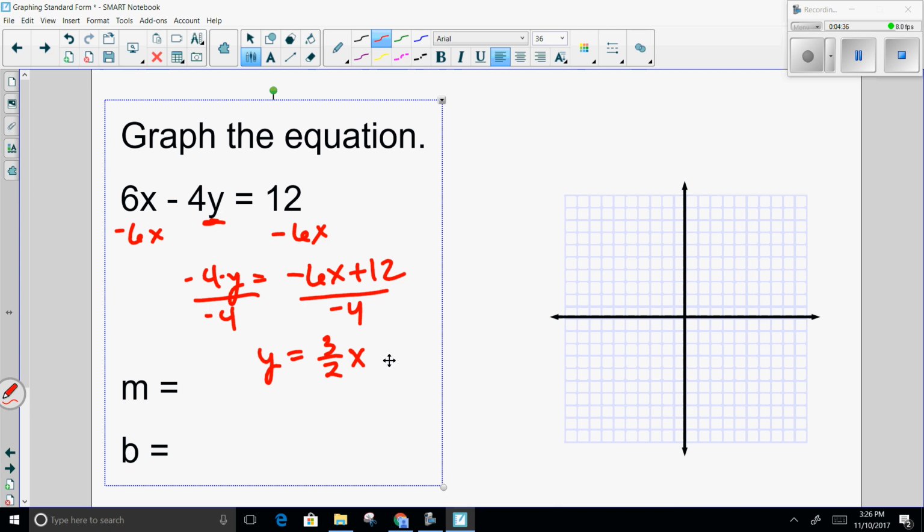Don't forget the variable x. 12 divided by negative 4 is negative 3. My slope is negative 3/2. My y-intercept is negative 3. So then I graph negative 3 on the y-axis. That's my first point. My slope is 3 over 2. 1, 2, 3. 1, 2. There's my points. There's my graph. And always double check. Is my slope positive? That's a positive slope. My slope here is positive. That checks out.